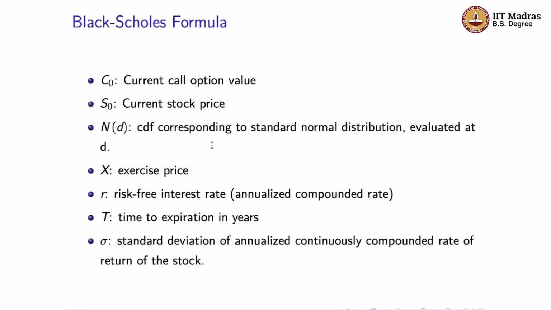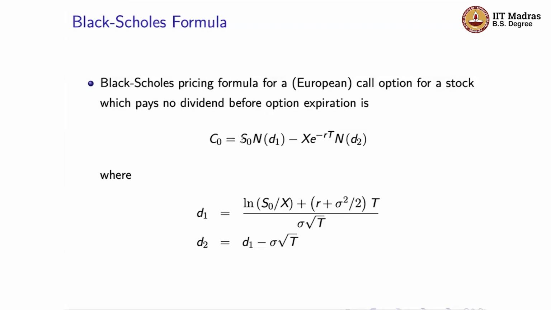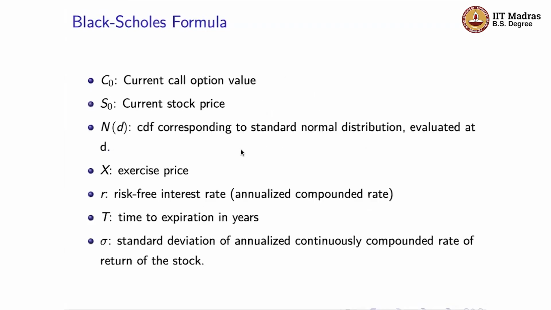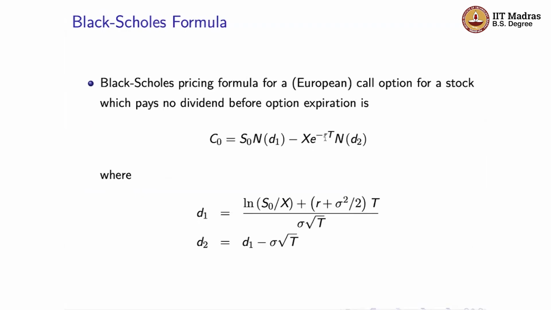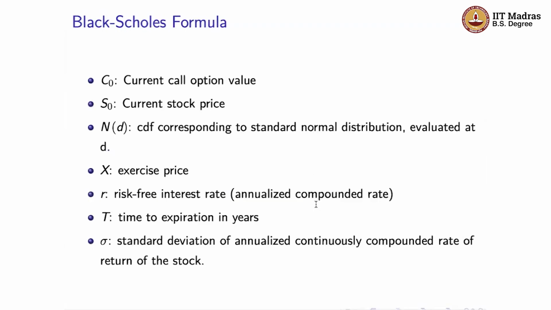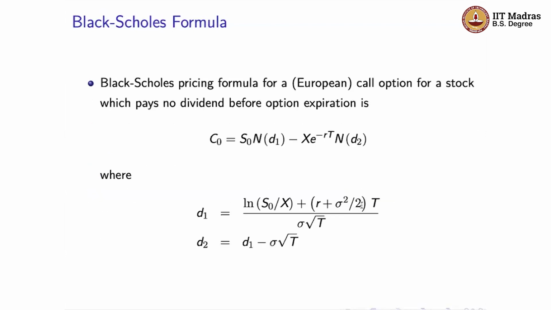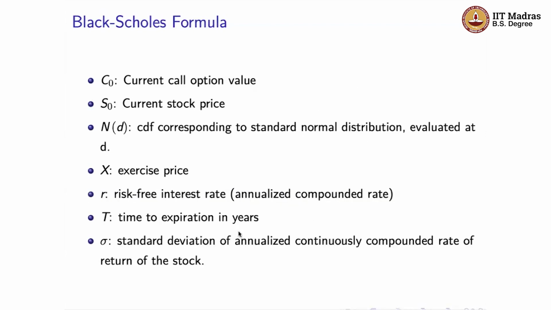So the C0 is obviously the current call option value. So this is something that we have seen before. S0 is again something that we have seen before as well. So that's the current stock price. And X is the exercise price. R that we see here at multiple places, e to the power minus rT, as well as this r here, represents the risk-free interest rate, which is stated in the annualized compound rate. Capital T that one sees here is the time to expiration for the contract. And this is stated in the form of years in this formula.